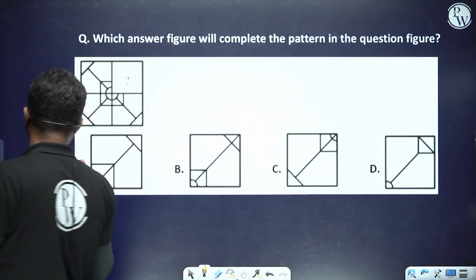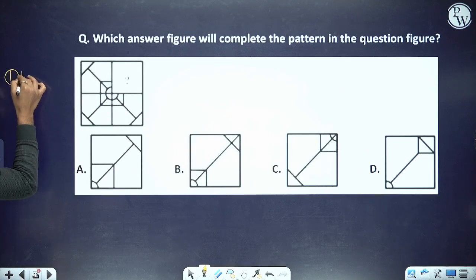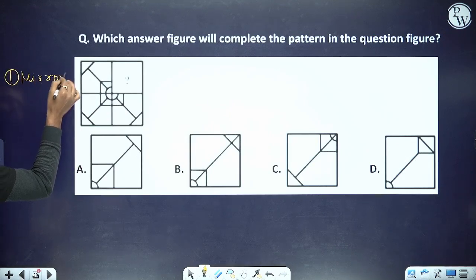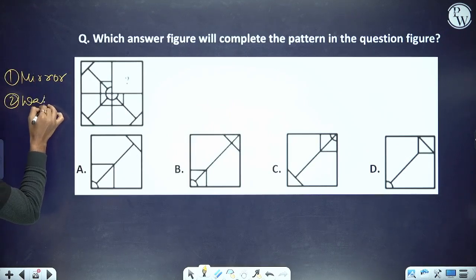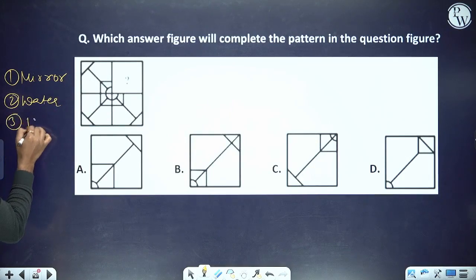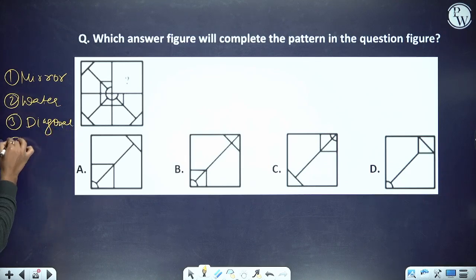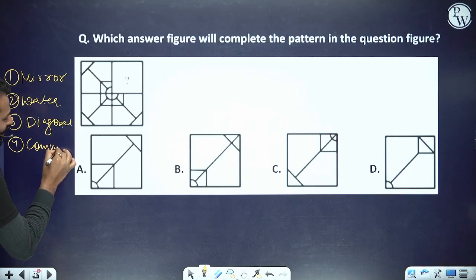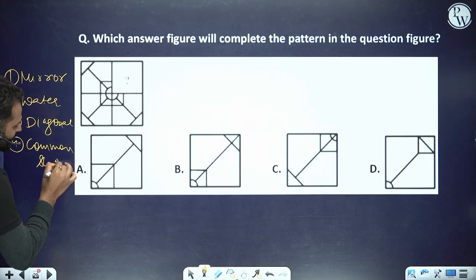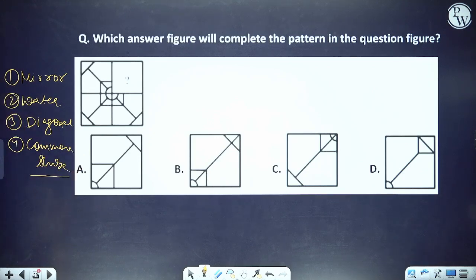So here you have certain tricks, like first check for mirror image. Second, check for water image. Third, it can be diagonal as well. I'll explain each, do not worry. And fourth, again the most important part, which I always say, common sense. If you are successfully able to develop just the fourth part, things will really become easy for you. Usually, the place where we lag is our common sense.